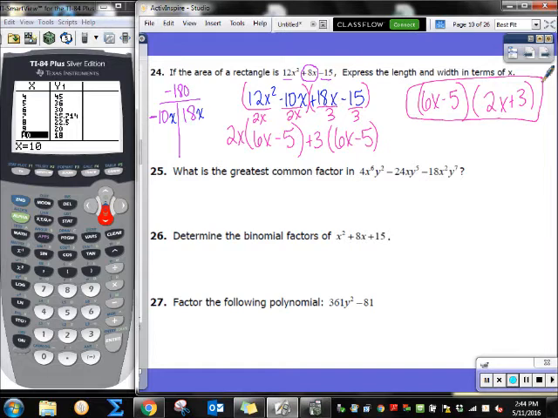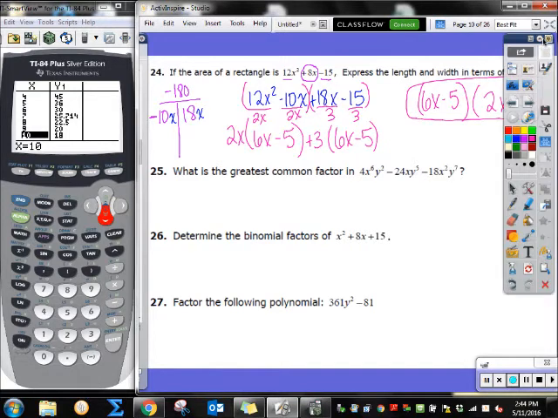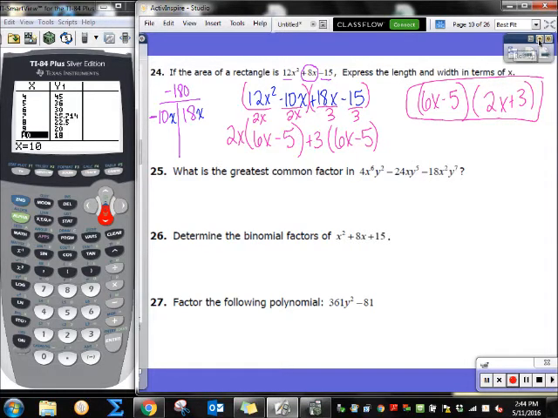For 25, we're just looking for the greatest common factor of that trinomial. So let's look at the numbers first. So we have a 4, a 24, and an 18. Well, because 4 won't go into 18, it can't be 4, but they're all even, so 2 will go into each of those. Then we have to look at each of the variables that they have in common, and then look for the lowest exponent. So that's going to be x to the first power, and then y to the second power, because 2 is the lowest exponent.